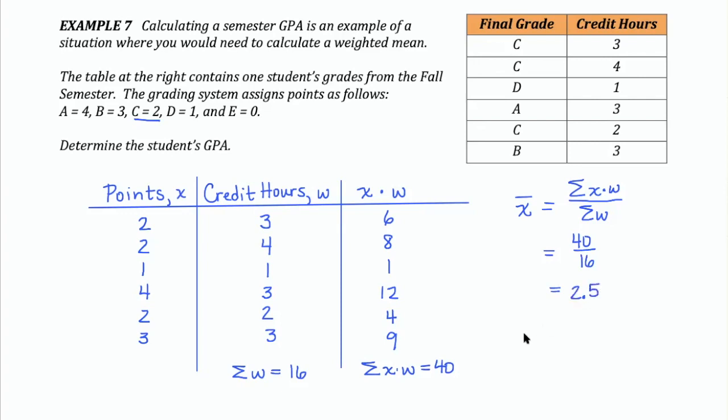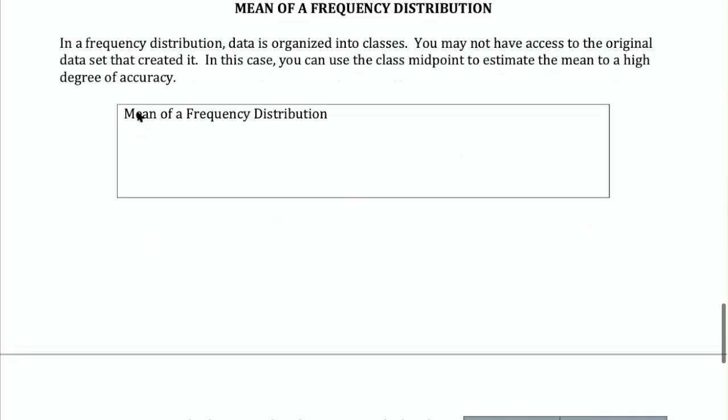So the student's GPA for the fall semester would be 2.5, which means they're maybe in the C plus range, a little bit above a C, but not quite a B. So that's an example of how you calculate a weighted mean. The last type of mean we're going to look at is the mean of a frequency distribution. We'll do that in the next video.